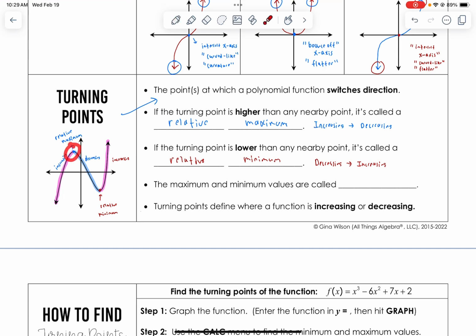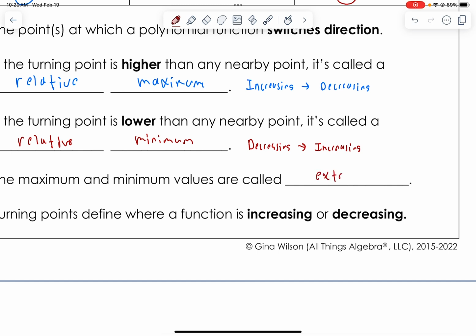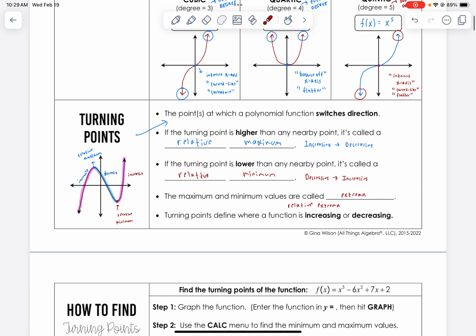Both of these points right here, relative maximum, relative minimum, are also known as extrema. Or they can also be called relative extrema. And here, turning points define where a function is increasing or decreasing, which is what we just mentioned right here. So here it's very important to recognize when you have a relative maximum or a relative minimum.